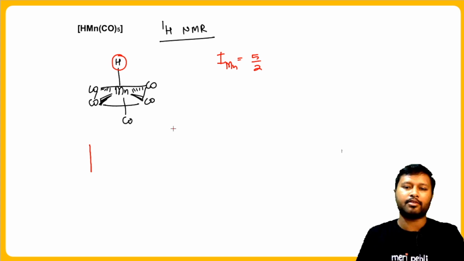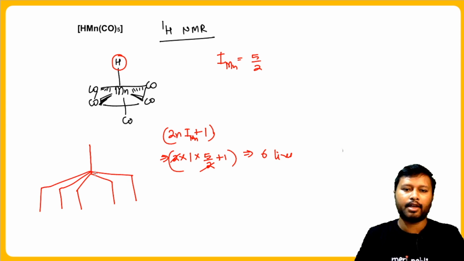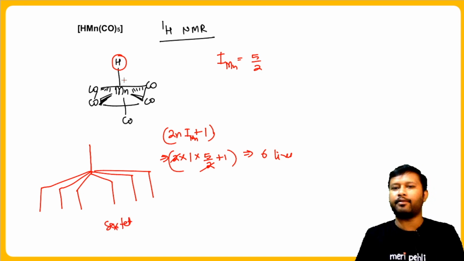Into how many lines is this peak going to split? The formula is 2NI + 1, where we put I for manganese here, right? So how many manganese are there? There is just one manganese. The I value of manganese is 5/2, plus 1. If I calculate it, I will get 6. So this is going to give me 6 lines. This particular single peak is going to split up into 6 lines, and these 6 lines are called a sextet, right? So that's what you are going to observe for this particular molecule.